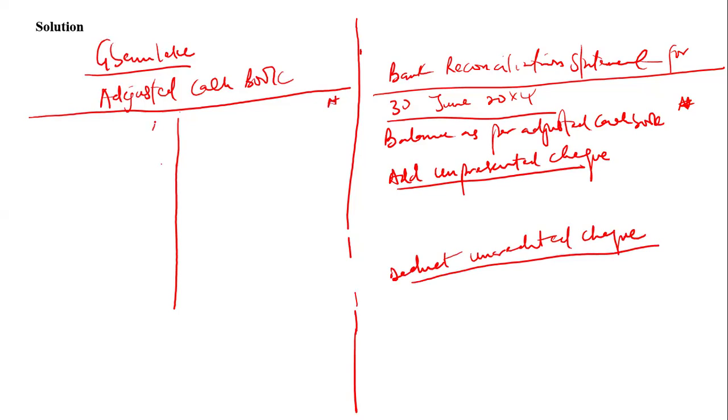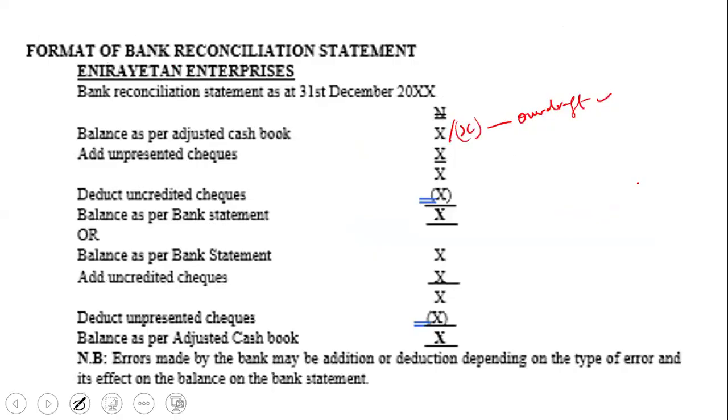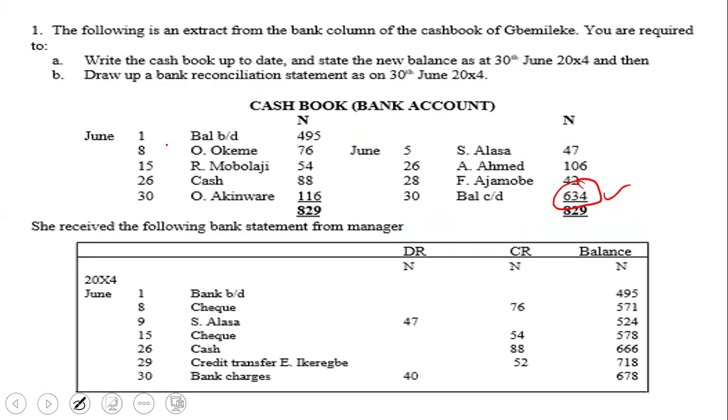So the first thing we said we're going to do is update the cash book. What is the balance carried out of the cash book? You have here 634. It means that the balance brought down is going to be on the debit side. I use the words balance brought down, 634. Now let's get all the extracting.